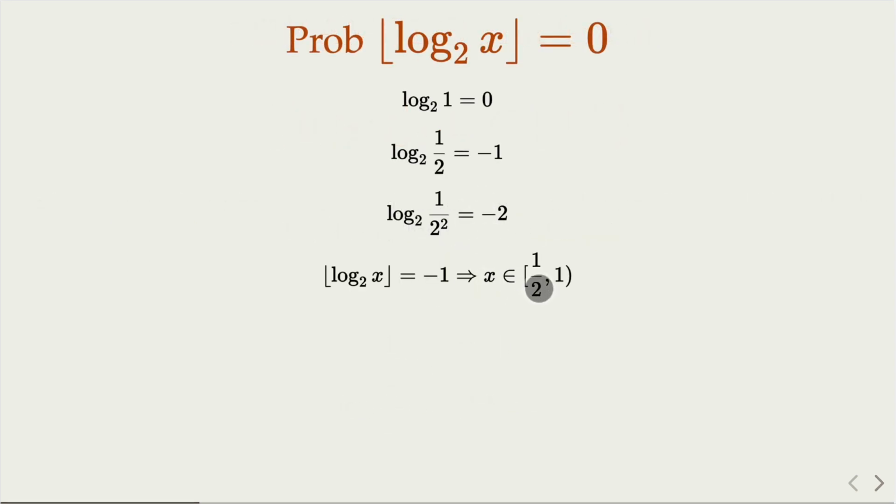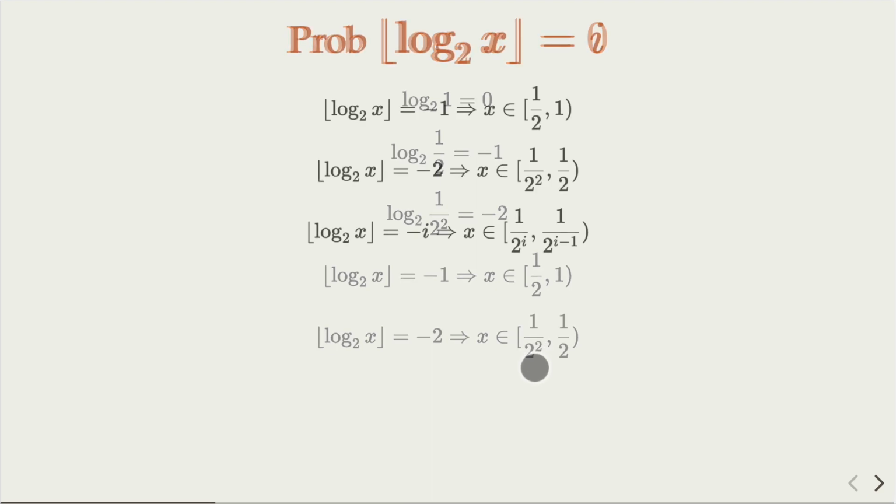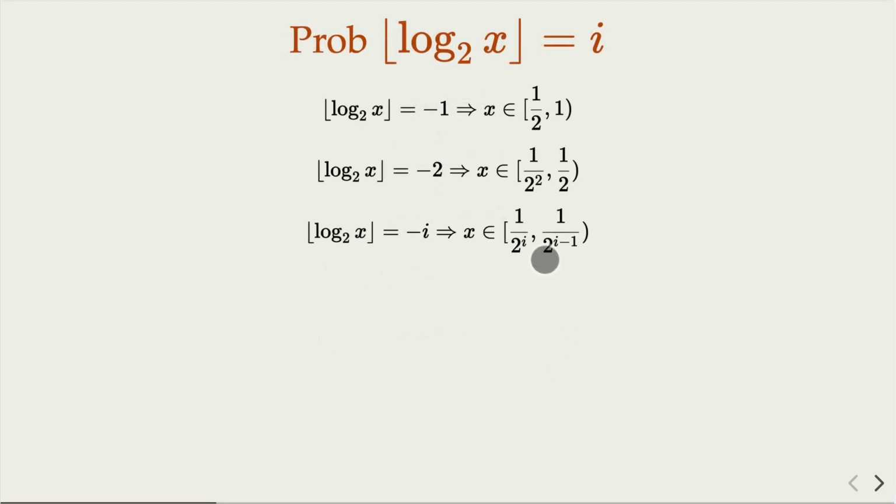The interval is inclusive on the 1/2 side, and this is an open interval on the other side. Now for this value to be negative 2, we're going to be in this interval here, which is half open, and this is closed here. So on and so forth. For negative i, we're going to expect the same.